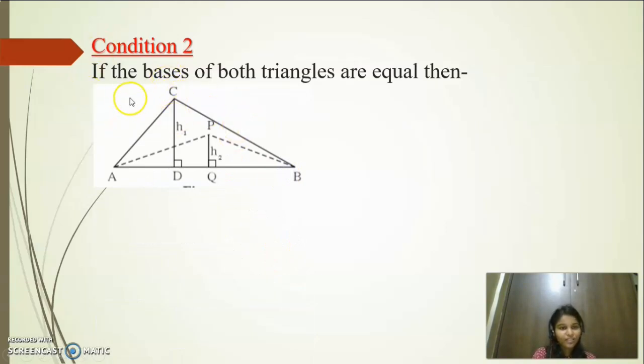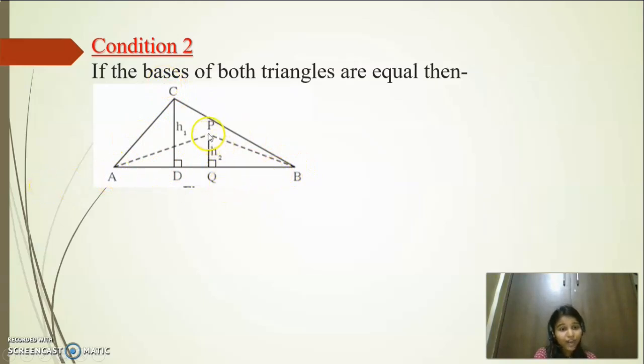So if you concentrate on this figure which is shown on your screen, just concentrate on the triangles which I am showing. If you see triangle CAB and triangle PAB, both these triangles are having same base, that is AB. Now if you consider triangle CAB, can you all tell me what is the base of this triangle? AB, correct?